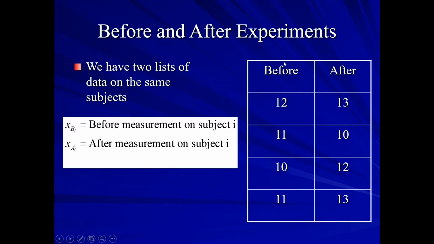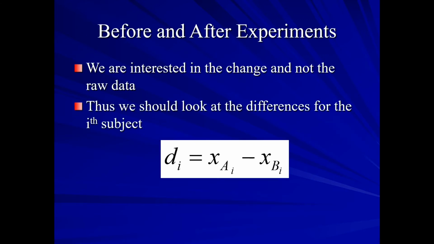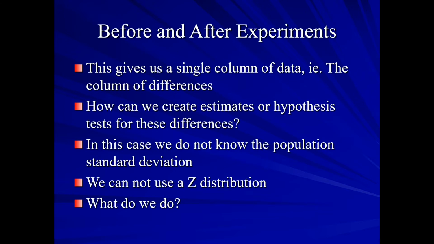And notice, as an example, perhaps this is our data. Our before was 12, our after was 13, our before was 11, our after was 10. Our before was 10, our after was 12, and then our before was 11, our after was 13. In this paired type data, we're interested in the change. We're not interested in the raw data. So what we're looking at is the differences between these measurements. Now, depending on how you want to analyze the data, this difference could be after minus before, or it could be before minus after. And so what this is going to give us is a single column of data. It's the column of our differences. Again, we're not interested in the raw data, just the differences.